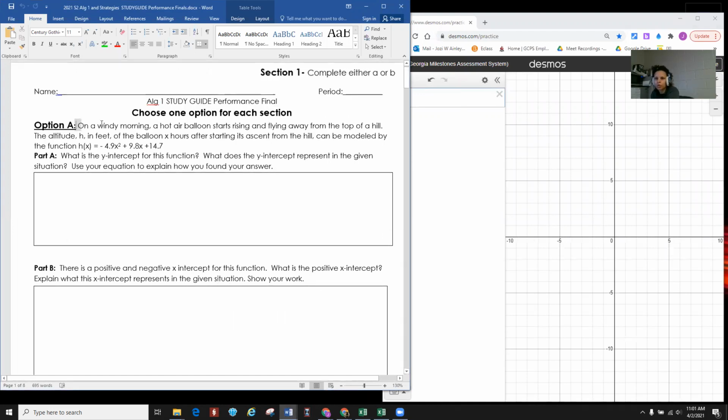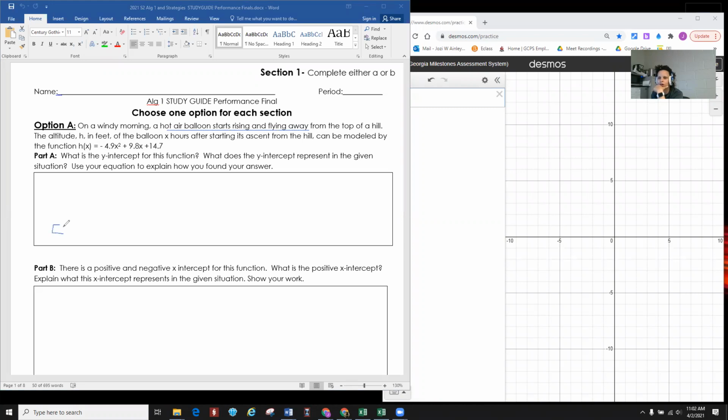All right, so it says on a windy morning, a hot air balloon starts rising and flying away at the top of the hill. The altitude, 18 feet, of the balloon in hours after starting its ascent from the hill can be modeled by this function. All right, so anytime something is happening, you always want to kind of have a picture of what's going on. And so that's what I'm going to do. So the hot air balloon starts rising and flying away.